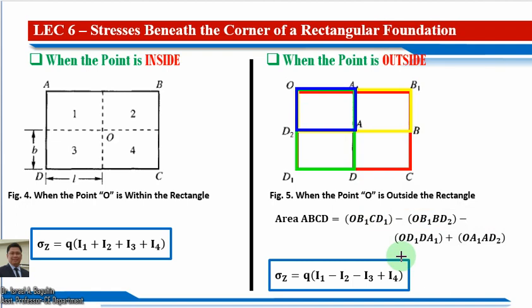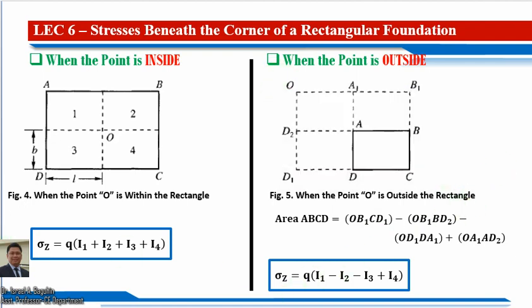So to calculate the vertical stress sigma Z, it's simply equal to Q, the uniform pressure, times the influence factor, where in this case we have the influence factor I1 minus I2 minus I3 plus I4, as shown in this illustration. The sign of this influence factor also refers to this consideration in calculating the area of our rectangular foundation ABCD.